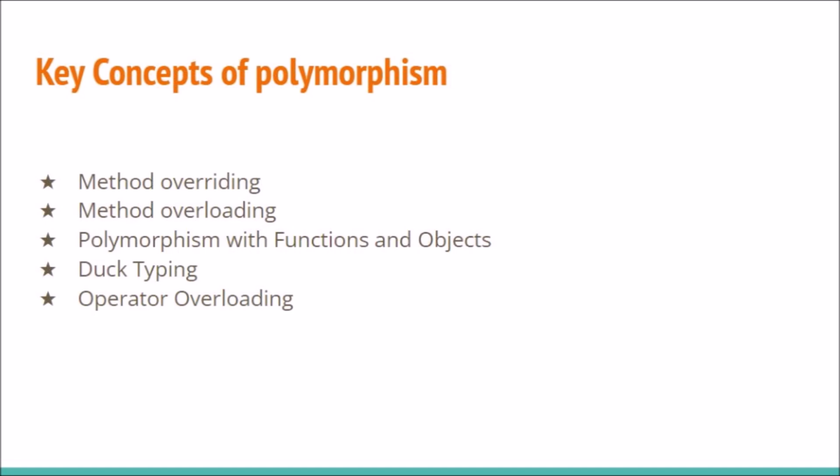Polymorphism with functional objects. Python's polymorphism allows you to define a function that can work with different types of objects. This means you can write functions that are general enough to work with objects of various classes.